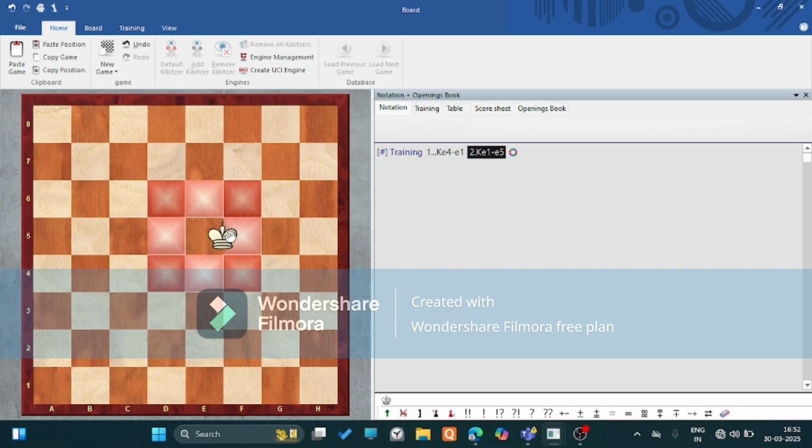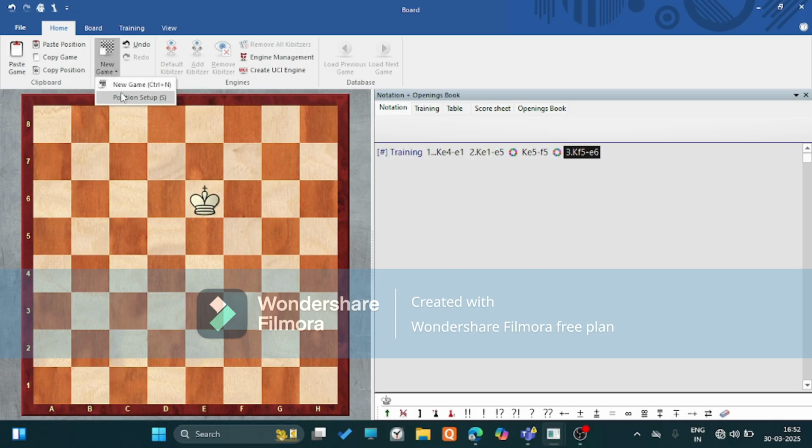Now, suppose let's move the king over here. Now, where all can it move? Again, it can move to the highlighted squares. That is 1, 2, 3, 4, 5, 6, 7, and 8. Over here, these are the 8 squares where the king can move.